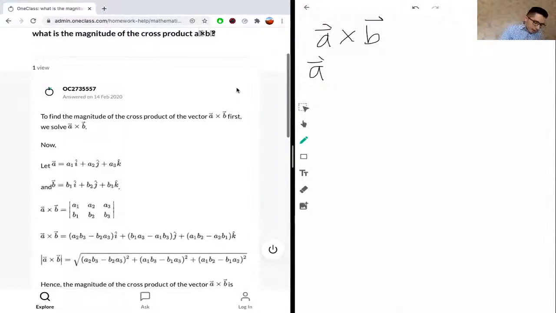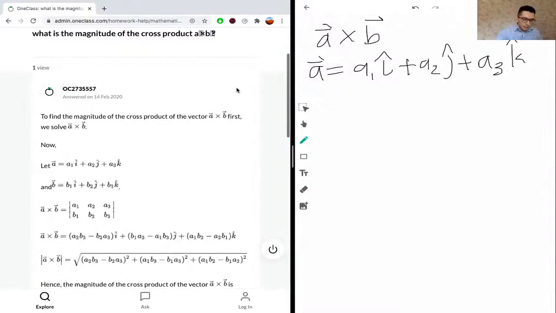So we have A is equal to A1, this is the magnitude, and then the direction: i is in the x direction, plus A2 times j, which is the y direction, plus A3 times k. So we split up the vector A into its three components in the x, y, and z direction on a 3D plane. And we'll do the same for B.